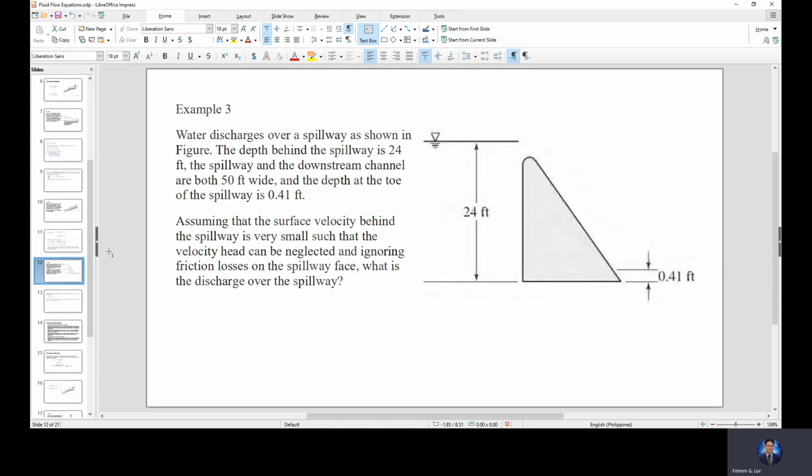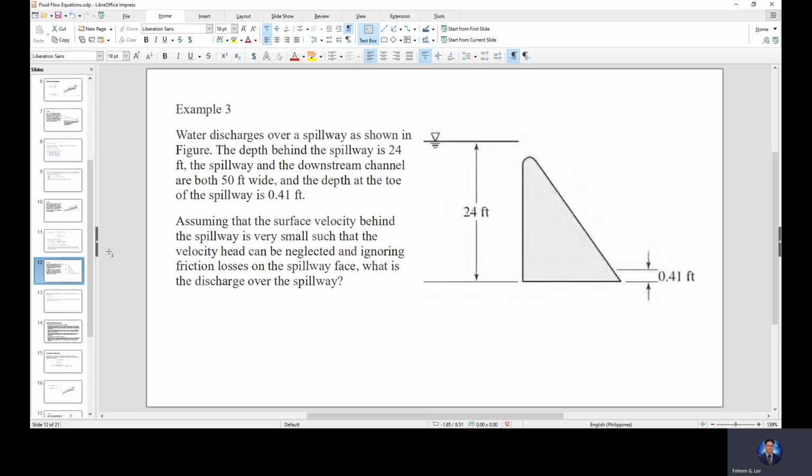So example number 3, we have water discharges over a spillway. A spillway is kind of a dam, a structure that is used to impound water. It is one of the dam designs that is designed in such a way that it is normal for the water to overflow. So it's a spillway.